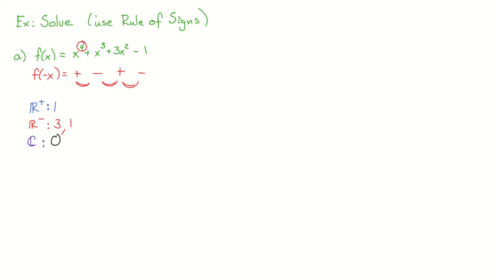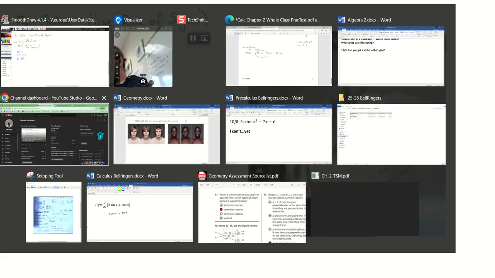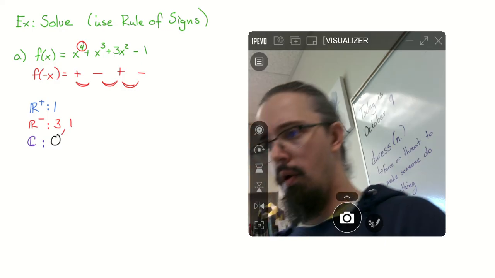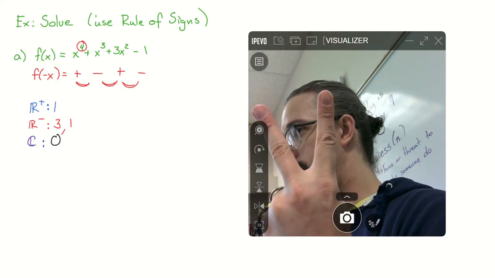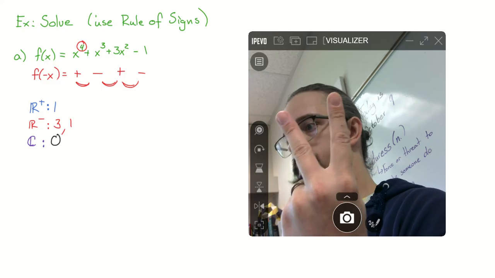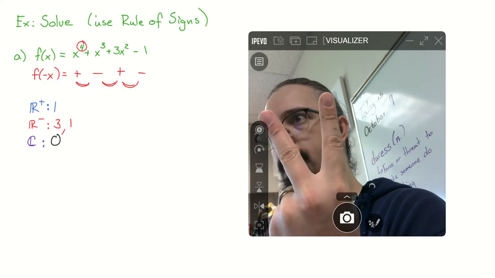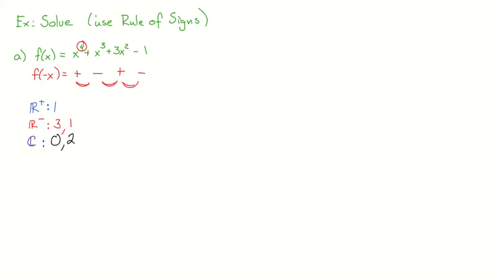Because if I have 1 positive and 3 negative, I've used up all 4, and I know that there are exactly 4 because it's a 4th degree. There's no room left to be a complex. But if instead it's this other situation where it's 1 positive and 1 negative, because that was the other option, I've only used how many? 2. Which means the other 2 must come from here. It could be 0 or 2 complex.